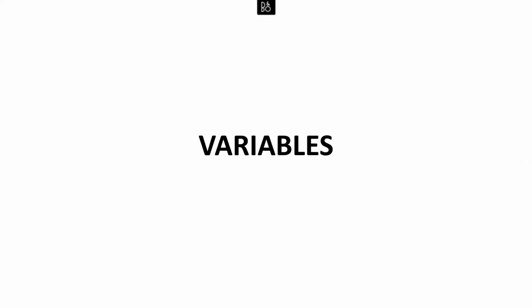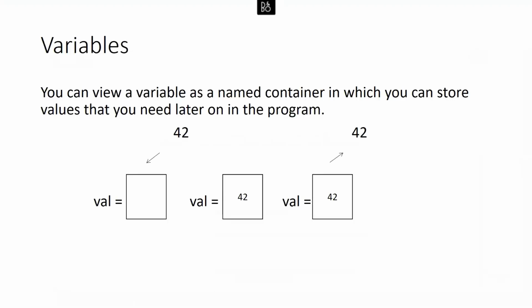In this part of the lecture, I will talk about variables and constants. We start out with the variables. You can see a variable as a container in which you can store values. You give the variable a name, which you can later use to reference the variable if you, for instance, want to retrieve the previously stored value.